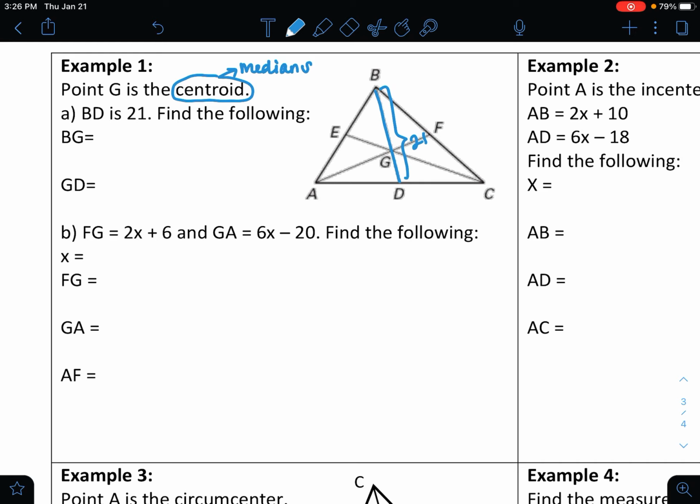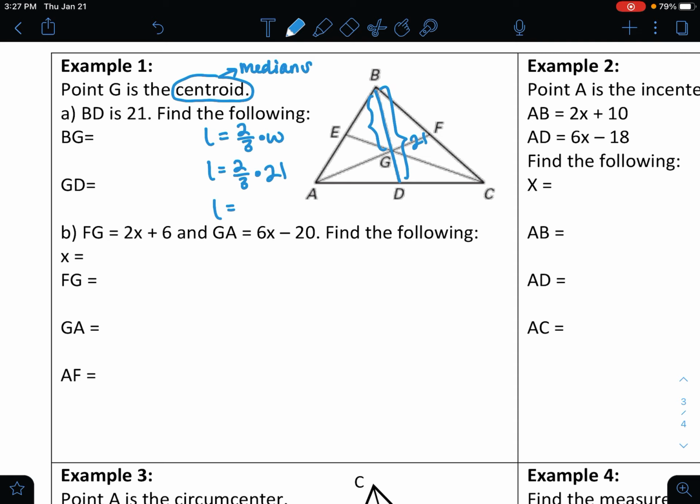So if you go back to the little cheat sheet that I gave you for medians and centroids, we can figure out BG because we know that it's 2/3. BG is the longer part of this median, so I'm just going to use the little thing that I gave you guys. The long side is going to be 2/3 times the whole thing. So that would be 2/3 times the whole thing, which is 21.